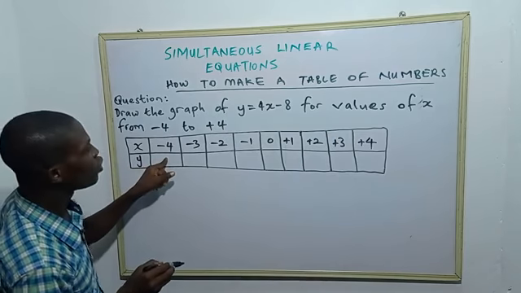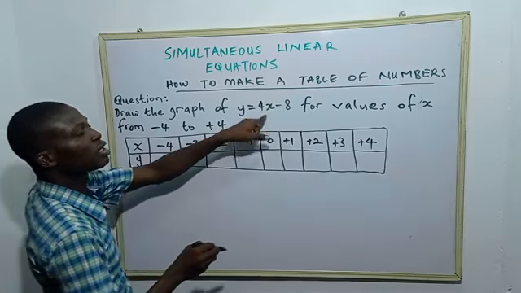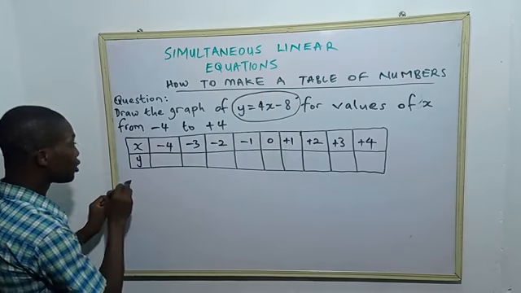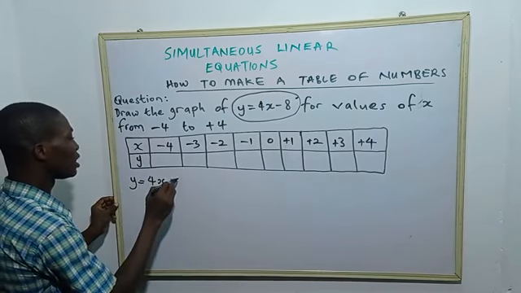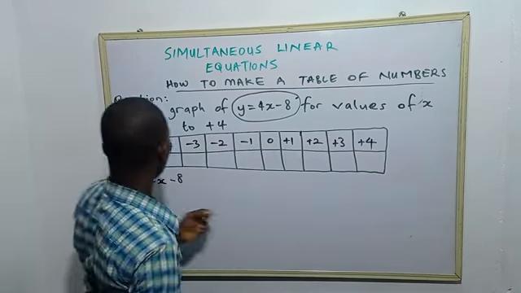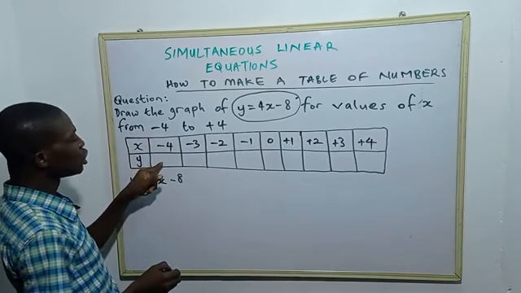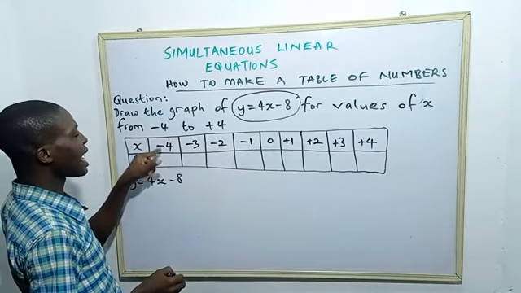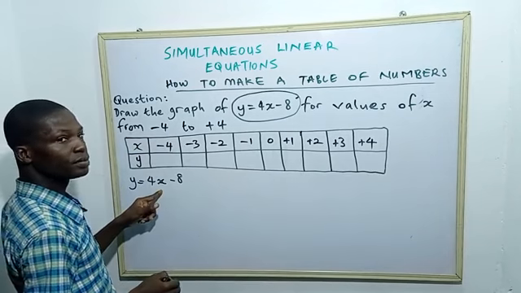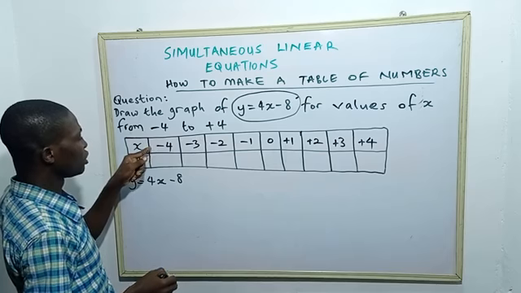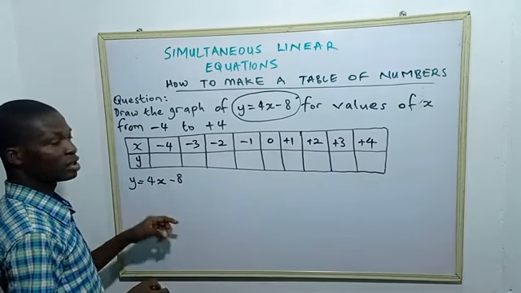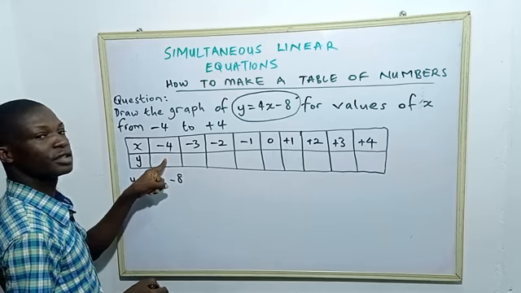The value of y is what we want to calculate now. That is where the formula comes in. We will write it out: y equals 4x minus 8. What are you going to do with the formula? Anywhere you have x in the formula, to know the y that will be adjacent, put the value of x in place of x and work it out. Whatever you get is your y in that place.